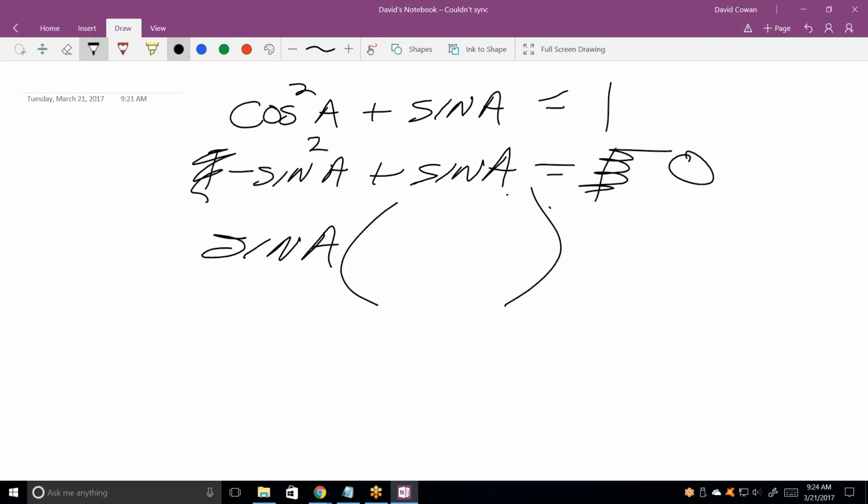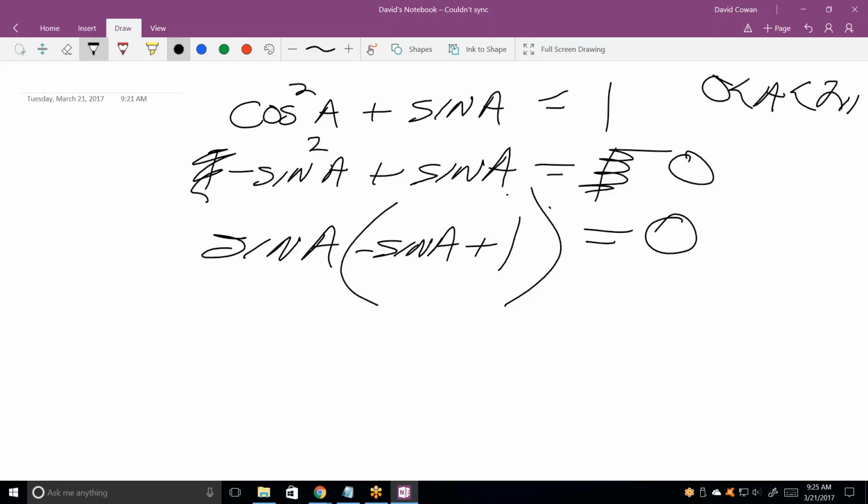You are left with negative sine A plus 1, all that's equal to 0. So is our domain restricted here to the unit circle? Yes. So A is between 0 and 2 pi. All right. So what's our next step?